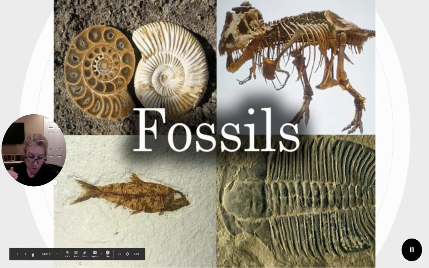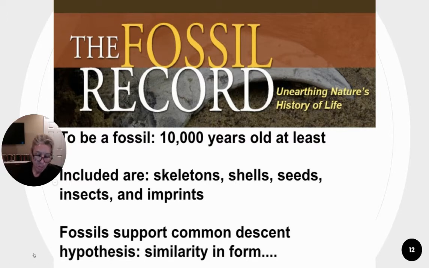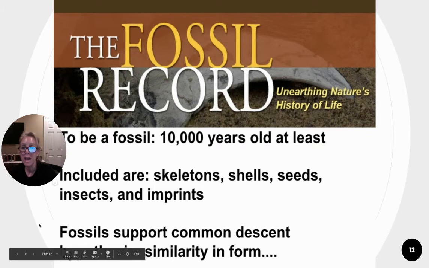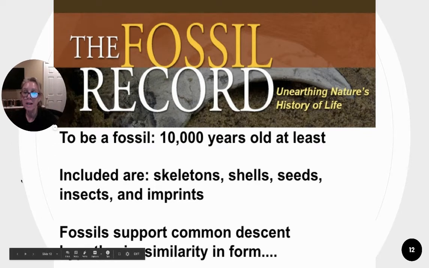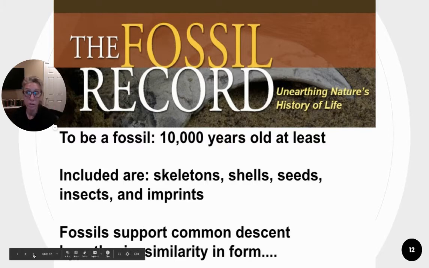Okay, so in your notes, fossil. A fossil is defined as the remains and traces of a past life, or any other direct evidence of a past life. It could be skeletons, it could be shells, it could be seeds, it could be insects, it could be imprinted. But in order to be classified as a fossil, you have to be at least 10,000 years old. And I've listed those things here. And fossils support the common descent, that you had a common ancestor and all these organisms have descended from that common ancestor known as LUCA.